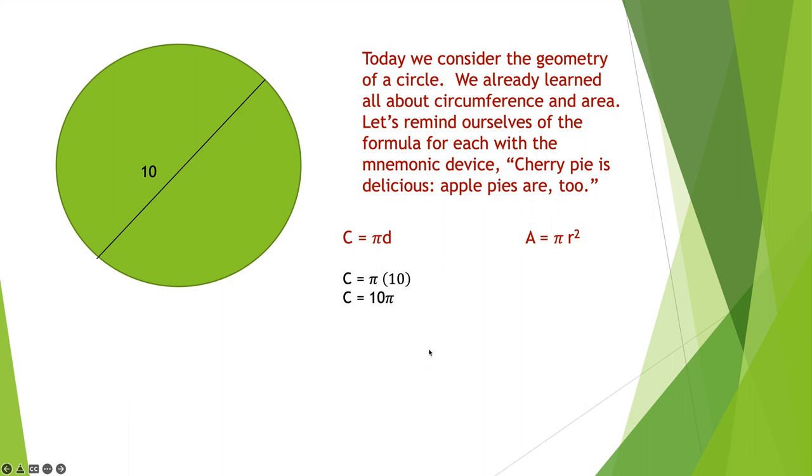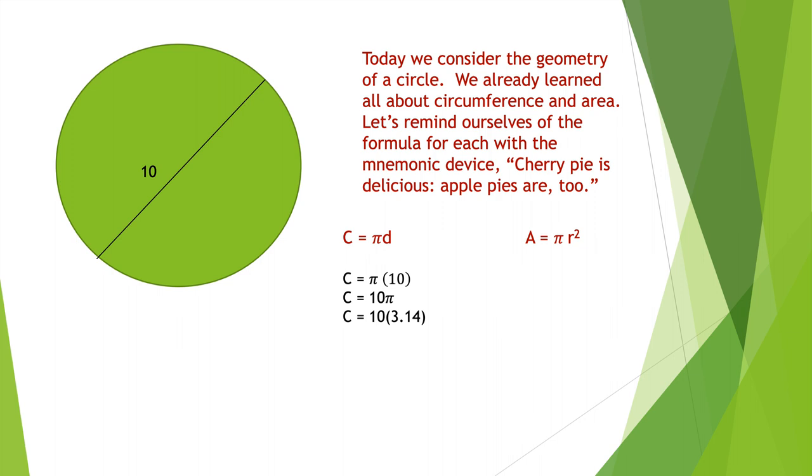Now, they can ask the question in two ways. Sometimes they'll say, give the answer in terms of pi. If that's the case, you're done. Okay, 10 pi is the solution. But sometimes they'll instead say, give the answer rounded to the nearest tenth, nearest hundredth, nearest thousandth, anything like that. Then it would be 10 times, instead of pi, we use 3.14. Sometimes they'll ask us to use 3.1416.